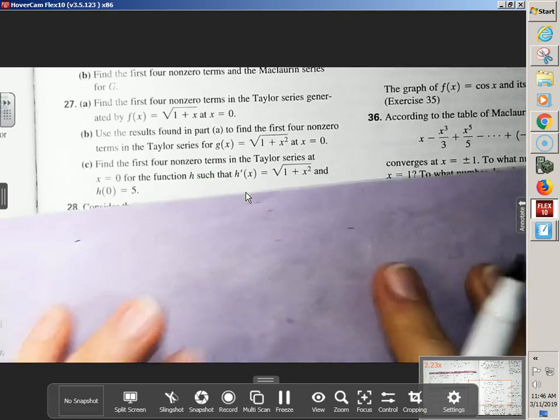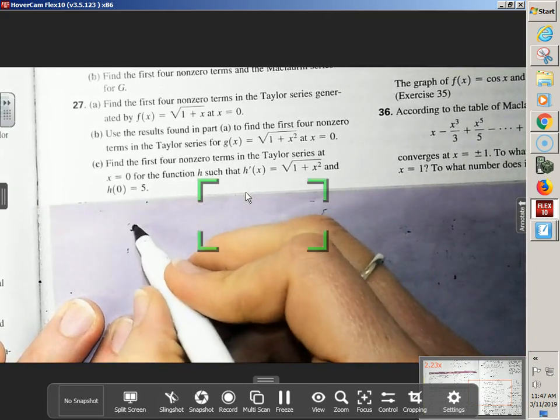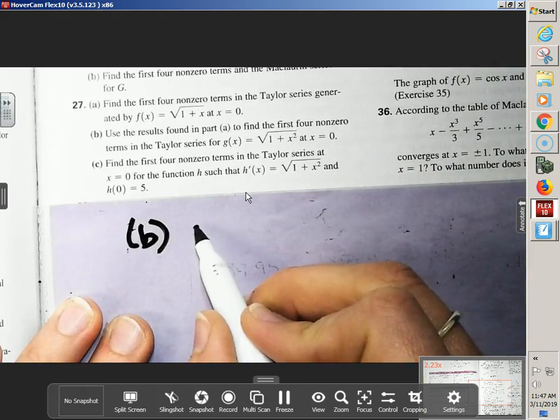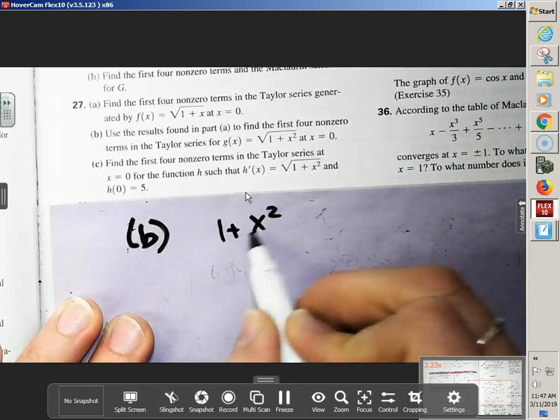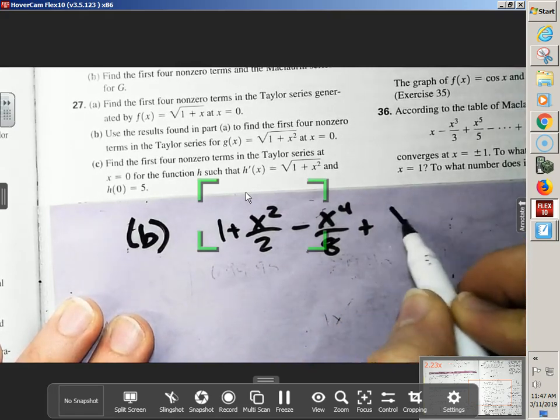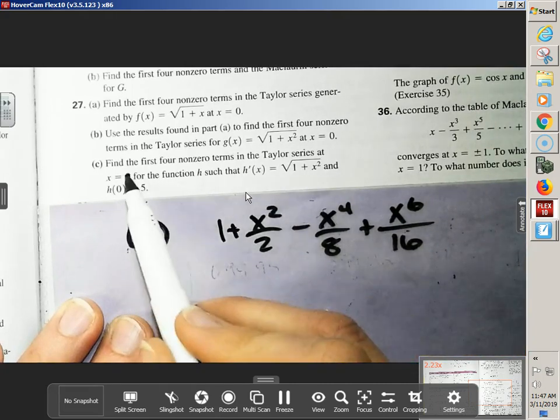Okay. I got A and B, right? I did not use C. So then let me know what you ended with B, because we need to use B for C. For B, I got 1 plus x squared over 2 minus x to the 4th over 8 plus x to the 6th over 16. Okay, and it was the 4th degree? First 4 non-zero terms. Oh, got it. And then find the first.